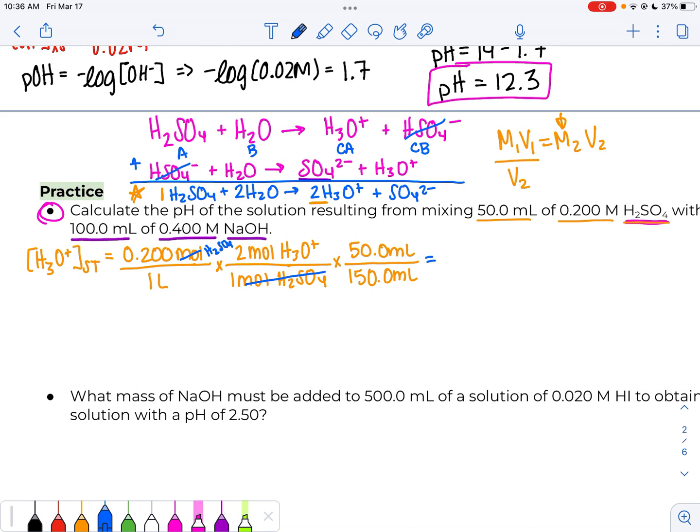So at the end of this, when you plug it into your calculator, you end up with a H3O plus concentration of 0.1333 molar.